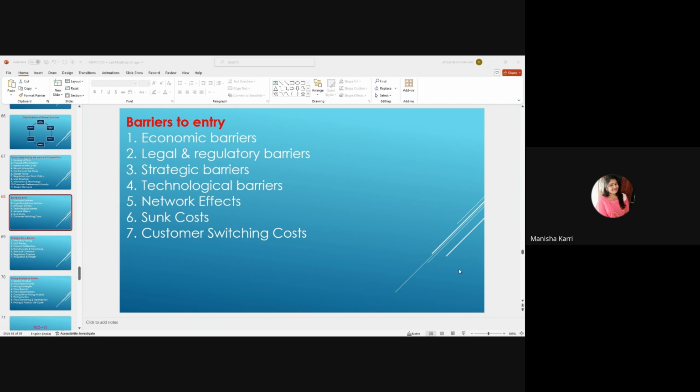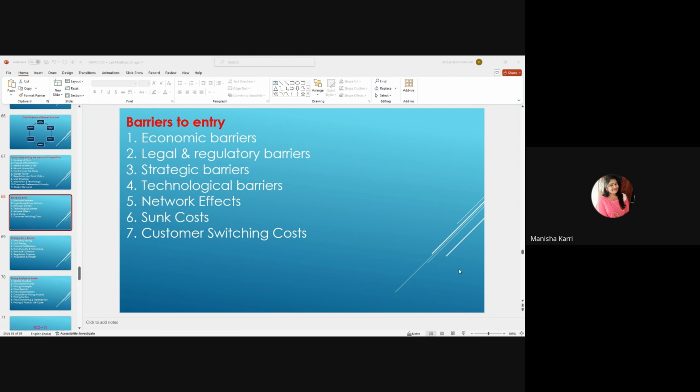Network effects means the value of a product increases as more people use it, creating a strong incumbent advantage. Sunk costs means costs that have already been incurred and cannot be recovered, which may deter new entrants due to the risk of not recovering these investments. Example: high advertising or development costs in industries like software development, etc.